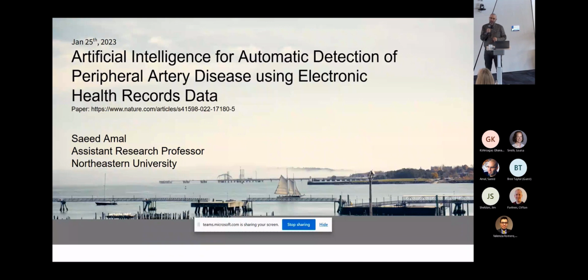It was published in Scientific Reports in the Nature portfolio.